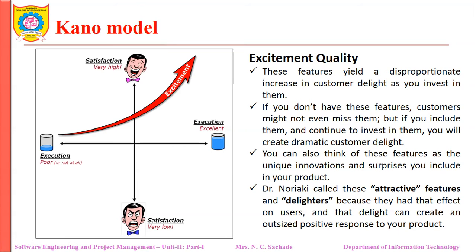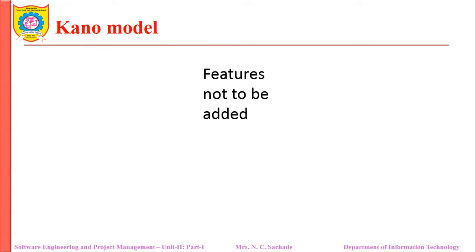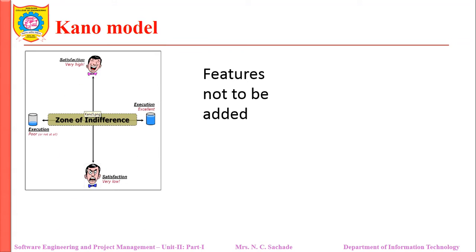So we have seen these three categories where we wanted these features to be added. The first one was performance, the next one was basic, and the third one was excitement. Now we have to also talk about features which should not be added. So there are two sets of categories here. The first one is indifferent requirements.